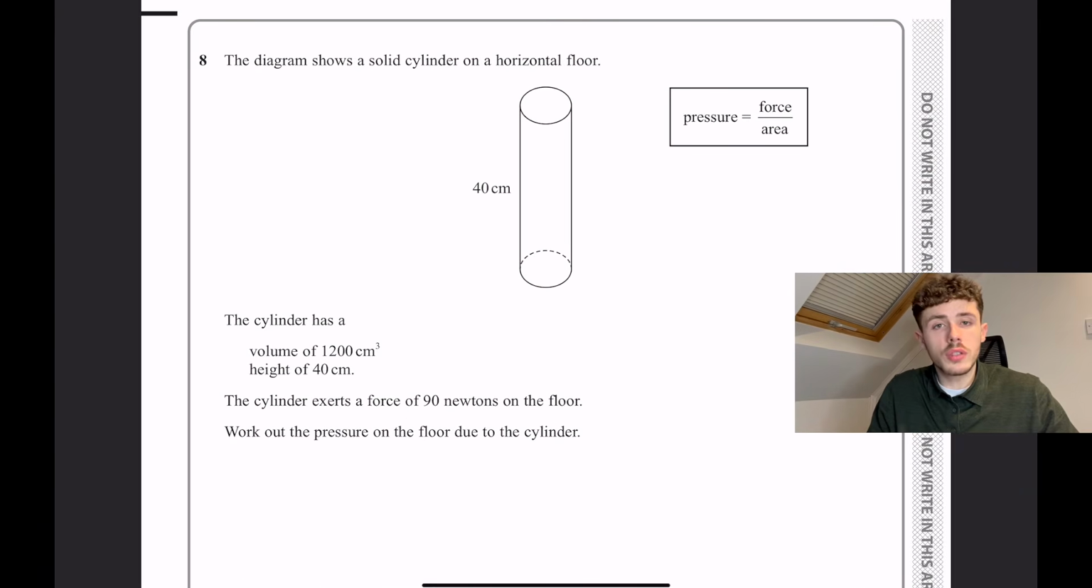The diagram shows a solid cylinder on a horizontal floor. It's 40 centimeters tall. It has a volume of 1,200 centimeters cubed. And we're also told the pressure equation with the force being 90 newtons on the floor. Work out the pressure. So the only thing we need to do is work out the area.